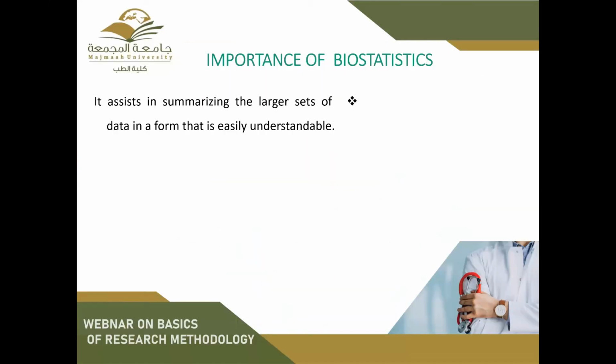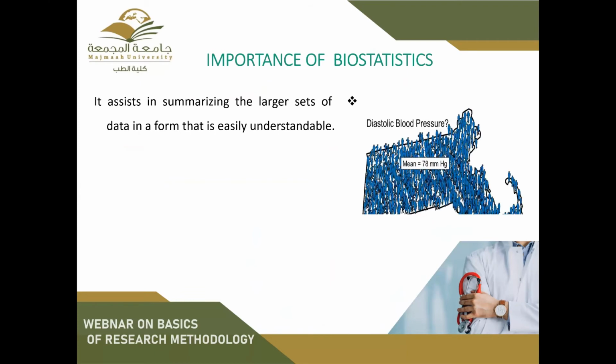It assists in summarizing a larger set of data in a form that is easily understandable. For example, 127 participants are right now online. Just by using a simple average, I would see how many males and how many females are attending this webinar, and what is the average age of the males and females attending. So the figures of 127 participants will be summarized in just one figure.